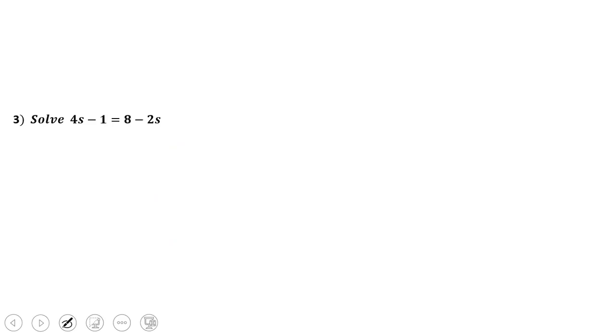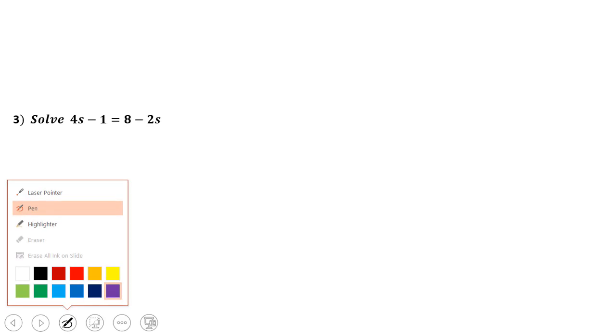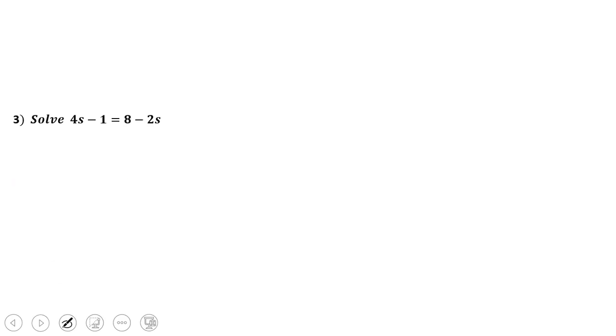Example 3 says solve 4s minus 1 equals 8 minus 2s. And so, ladies and gentlemen, we have a 4s on this side, and a negative 2s on that side. Please remember, if I haven't told you enough, I've said it in class: the operation that precedes the term is part of the term. So that subtracting 2s really means it's a negative 2s, okay?